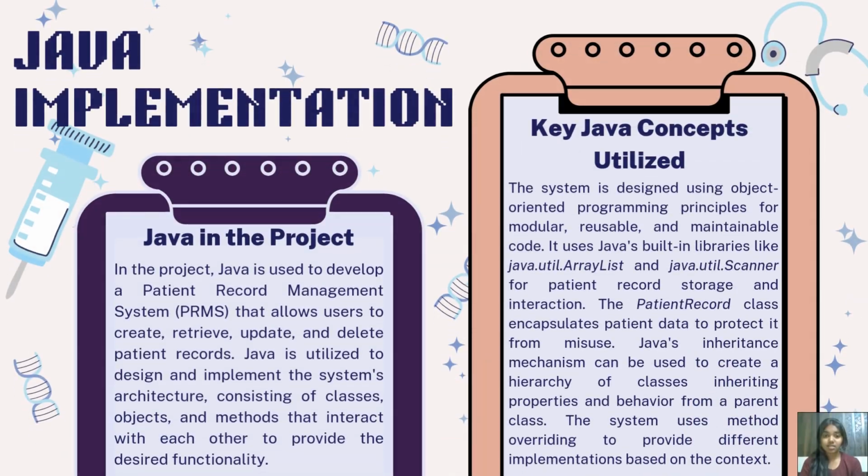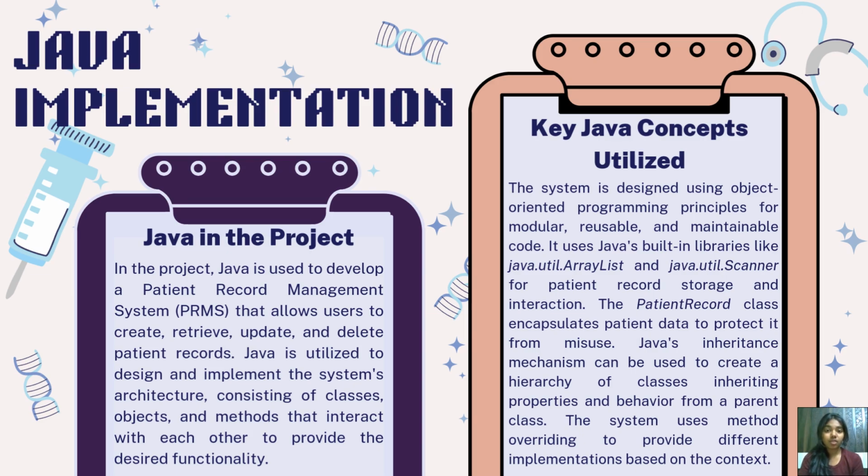In this slide, we will discuss how Java is being used to design the project. In the project, as we already know, Java is used so that it allows user to create, retrieve, update, and delete patient records. Java is utilized to design and implement the system's architecture, consisting of classes, objects, and methods that interact with each other to provide the desired functionality.